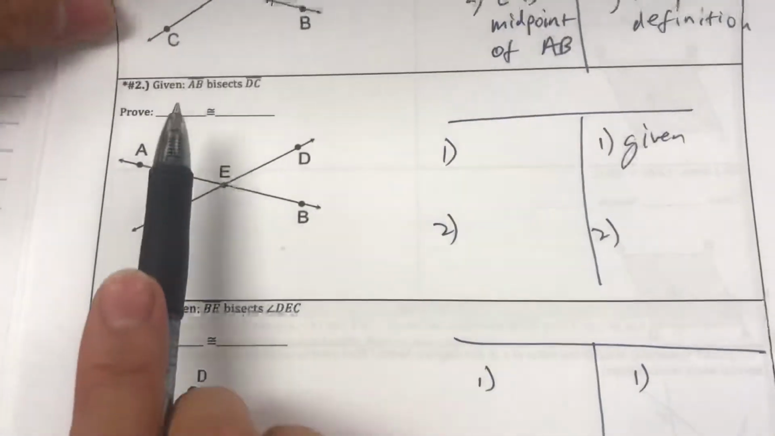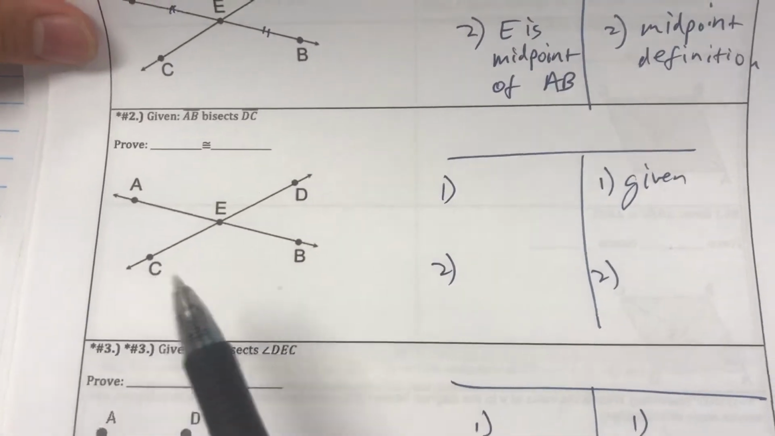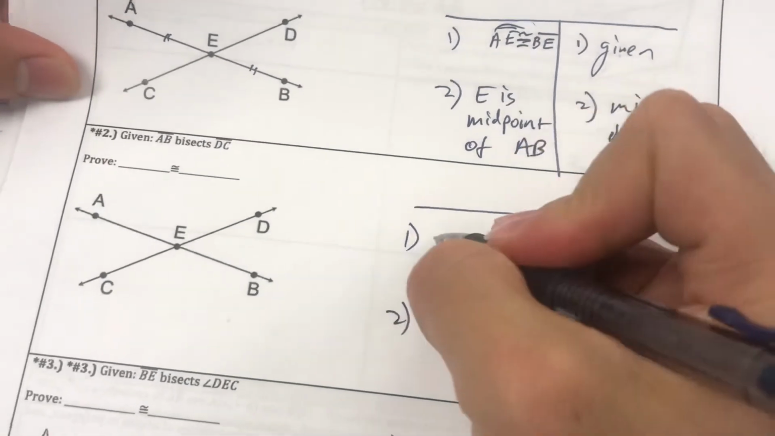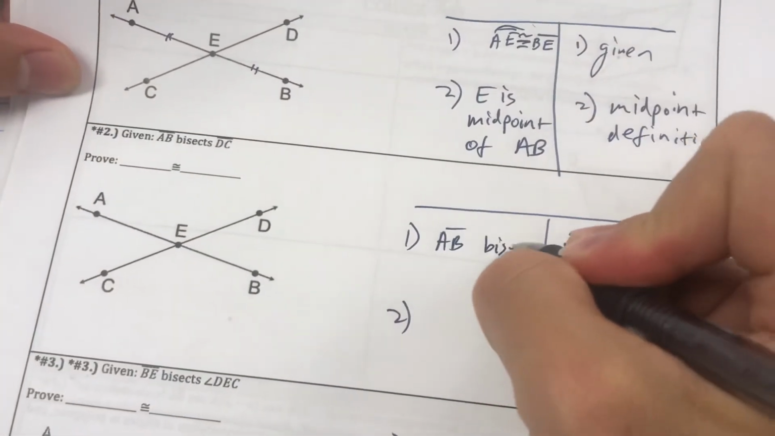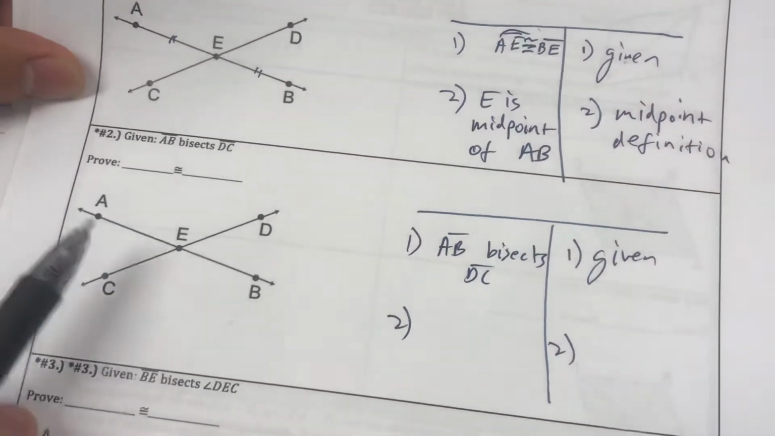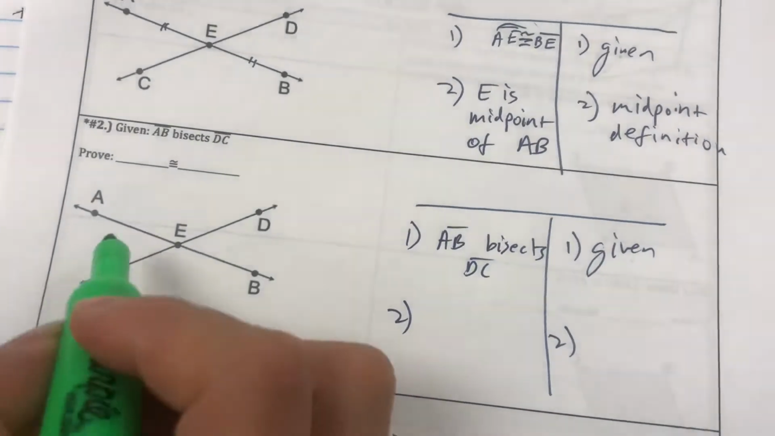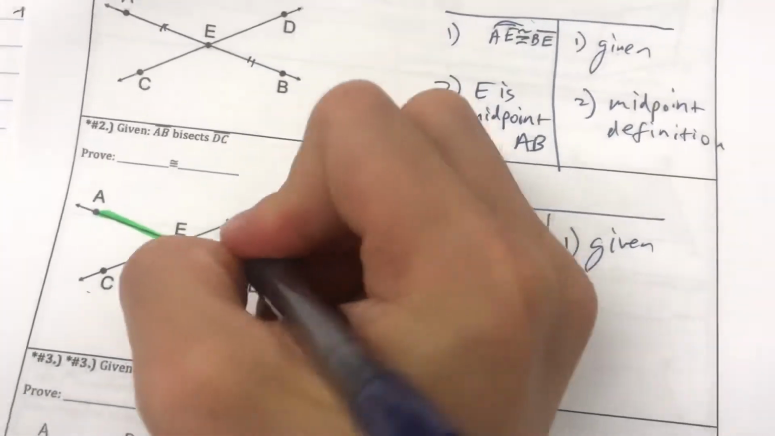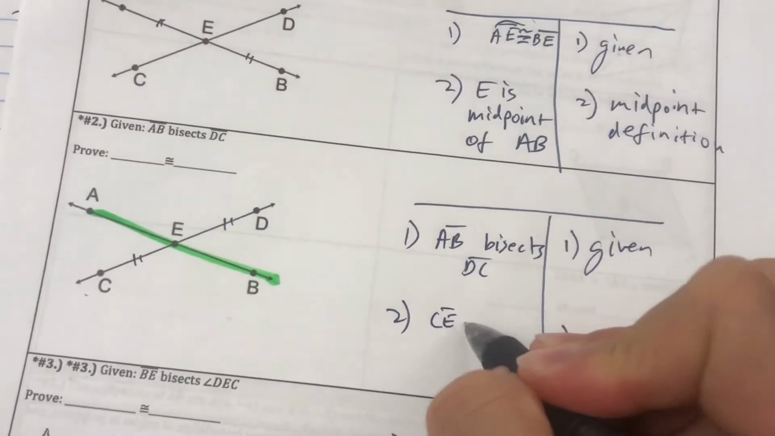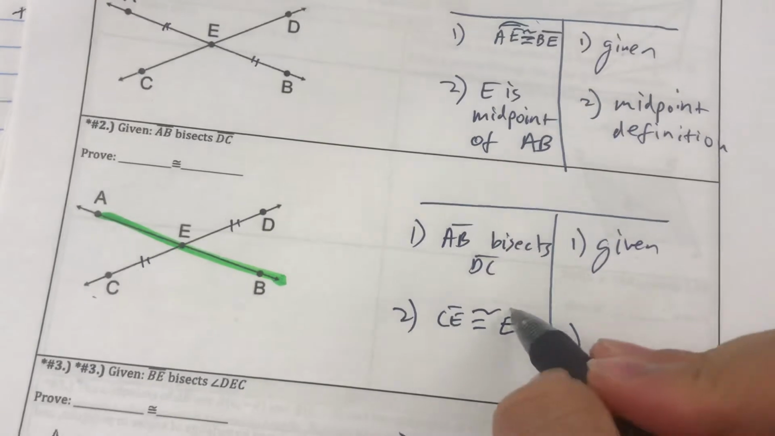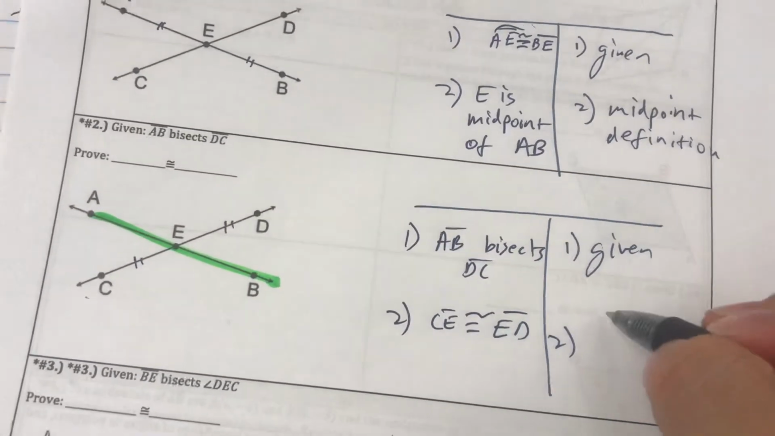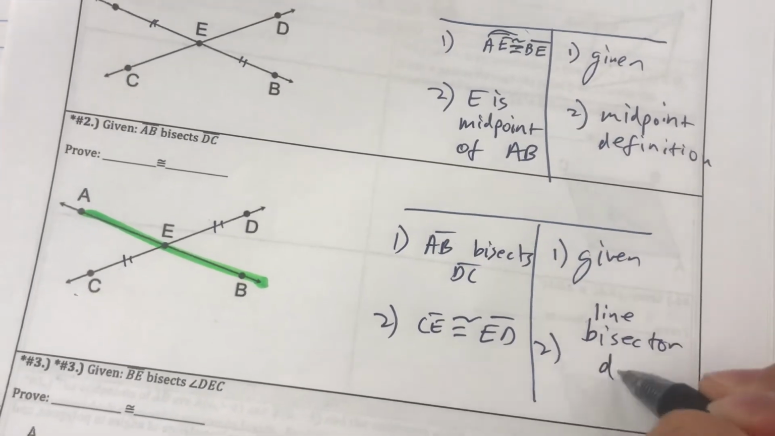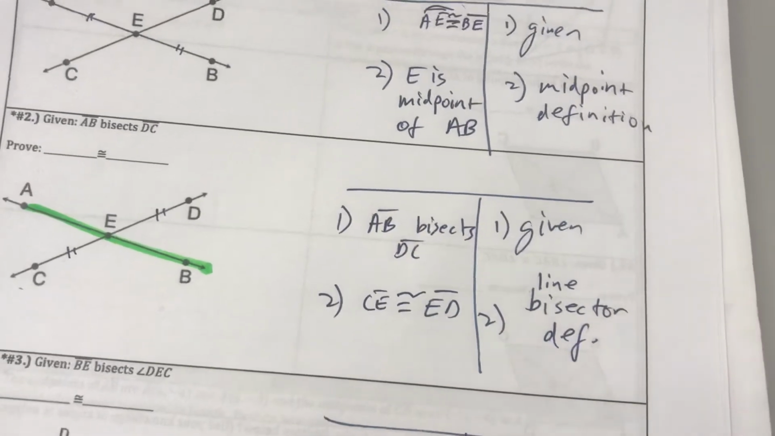So let's take a look at this. AB, right, is bisecting DC. Therefore, there's only one conclusion that you can make, okay? So AB bisects DC. If this is the case, then there's only one conclusion you can make. And that conclusion is that CE has to be congruent to ED, right? CE has to be congruent to ED. Why? How do we know this? Simply because of the line bisector definition, okay? These are just definitions. We've experienced it before.